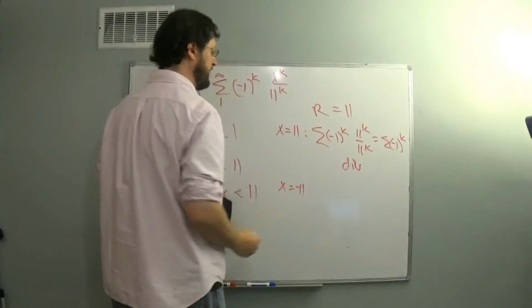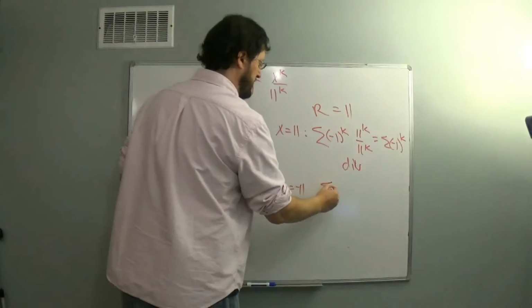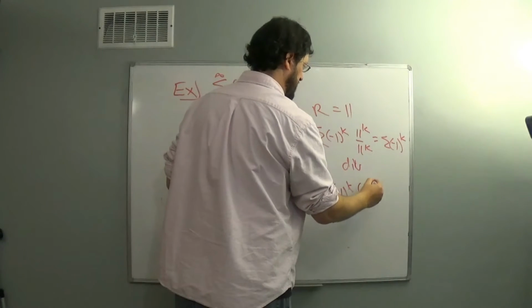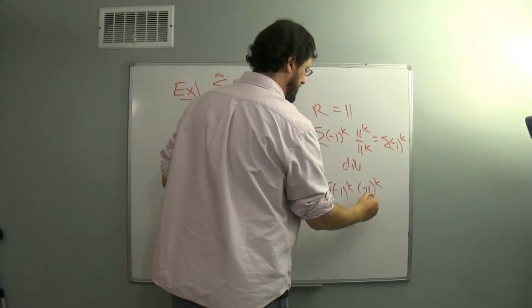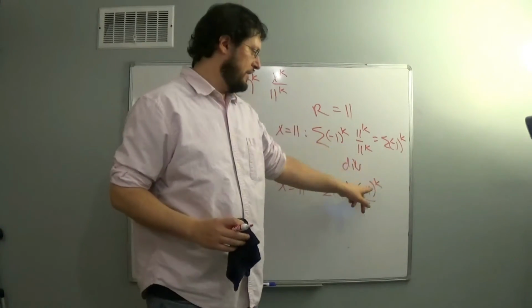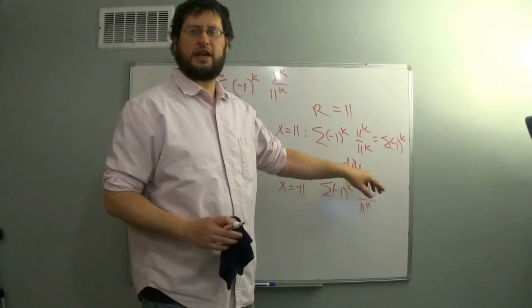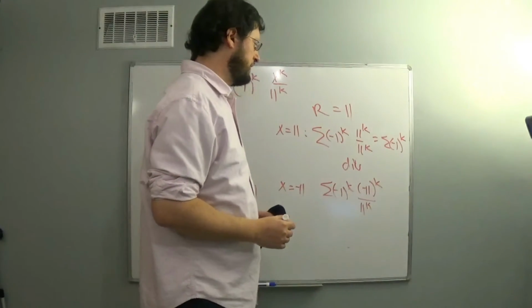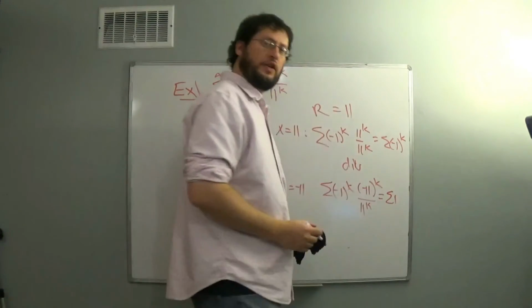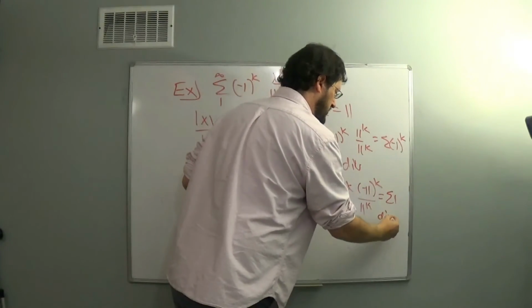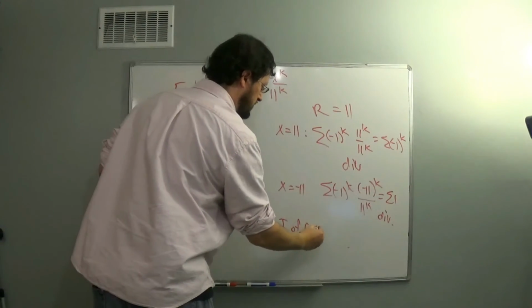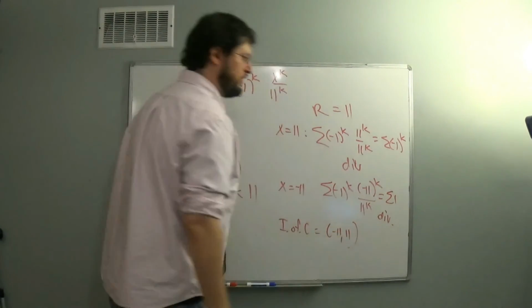If x is equal to negative 11, then it becomes the sum of negative 1 to the k, negative 11 to the k, over 11 to the k. What really happens here is that if I distribute the k to the negative, then it's negative 1 to the k and negative 1 to the k, which will cancel off and make it positive. And so that's really just the sum of 1, which also diverges, because it's 1 plus 1 plus 1 plus 1. So the interval of convergence is negative 11 to 11, including neither endpoint.